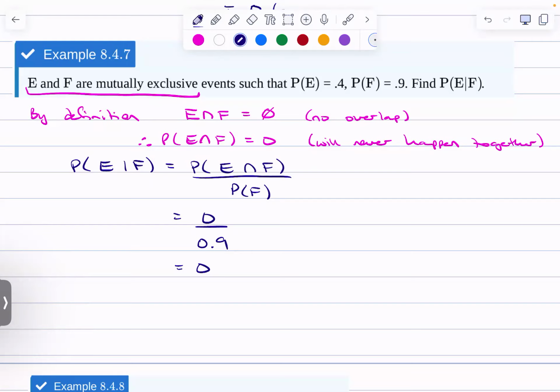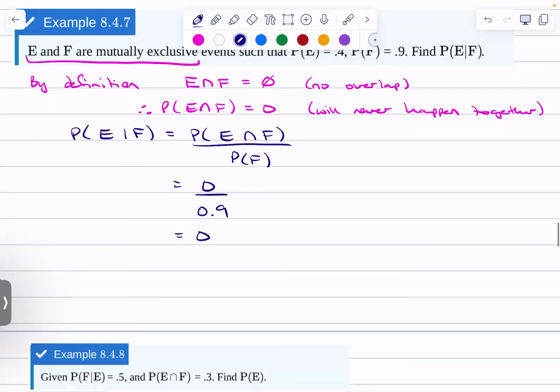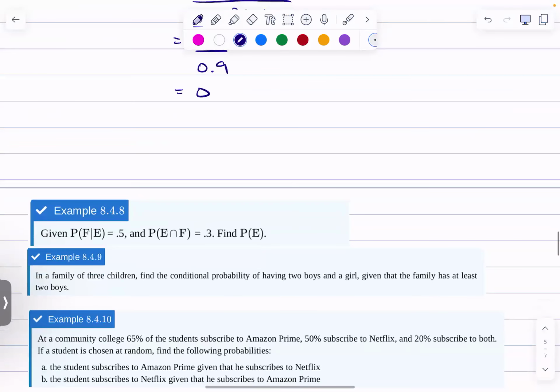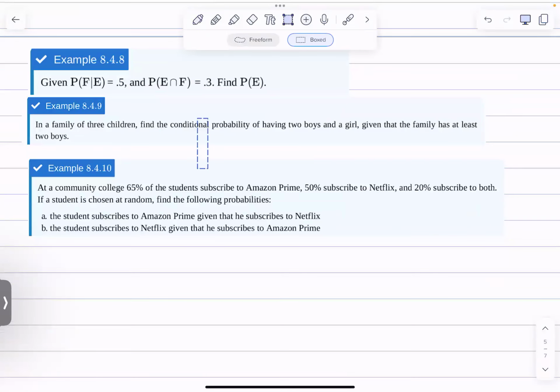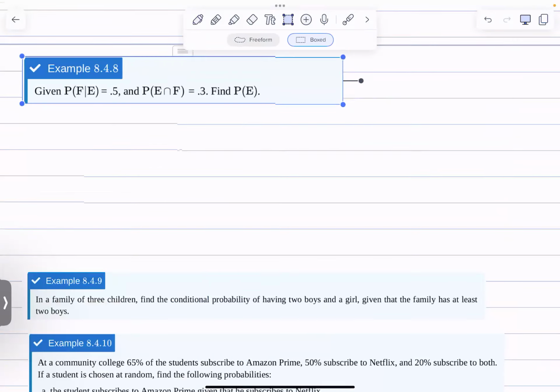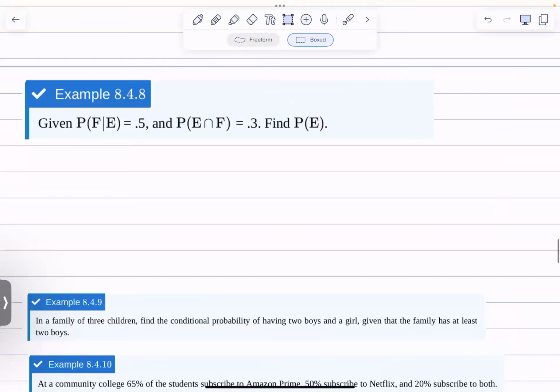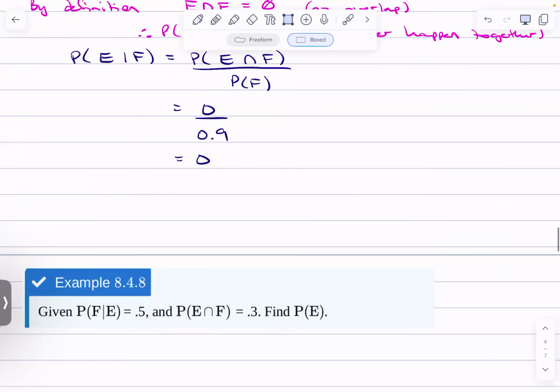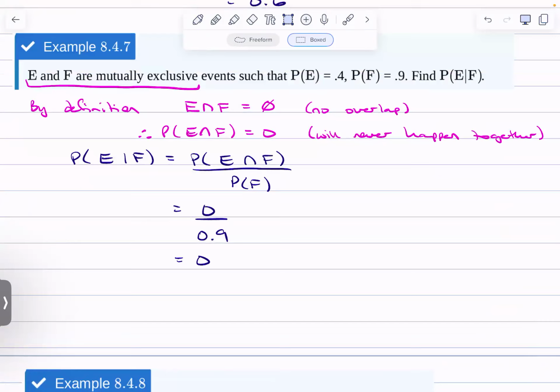The one thing you always want to remember too, because this one is a little bit tricky, I think, is that probabilities have to be between 0 and 1. Any questions about that one? Because it is a little bit sneaky.